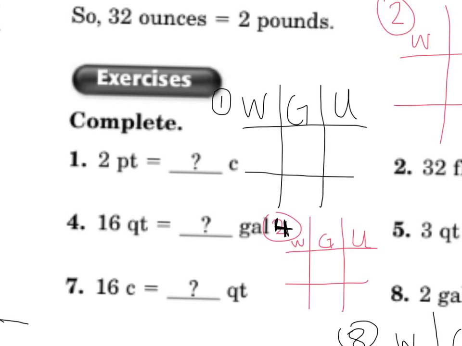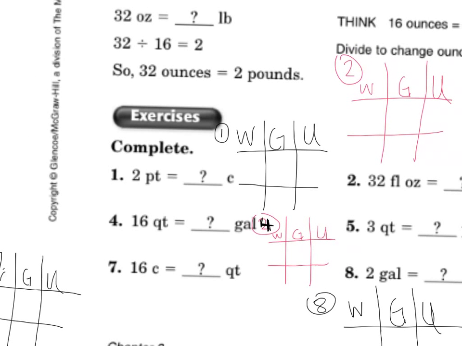For number 1, 2 pints equals how many cups? This is pints and cups. When I look at my reference materials, my math chart, I see that 1 pint equals 2 cups. They're asking, what about 2 pints? So 2 pints would go here. And then we just cross multiply. 2 times 2 is 4. And then divide. 4 divided by 1 is 4.